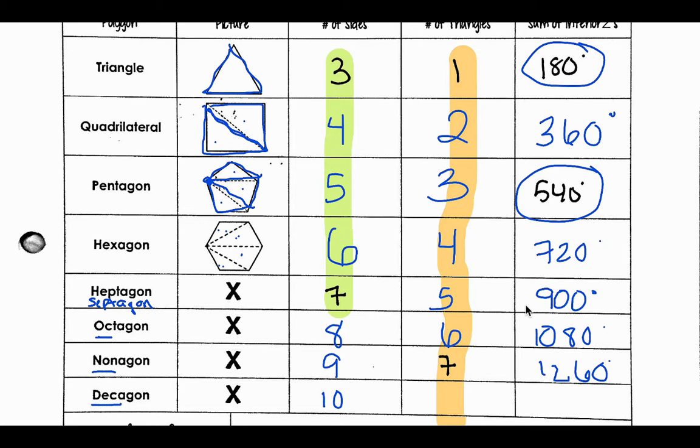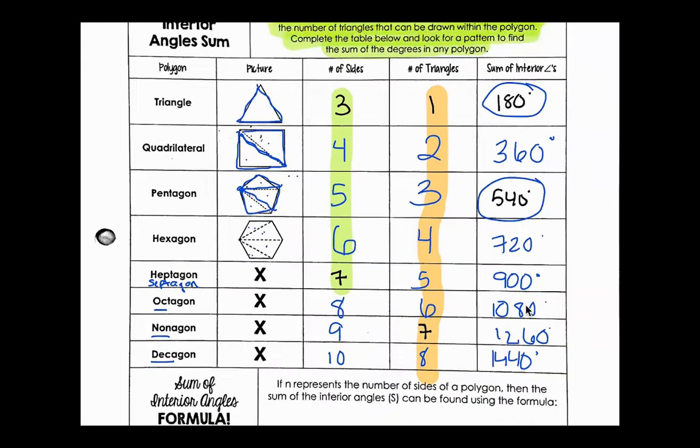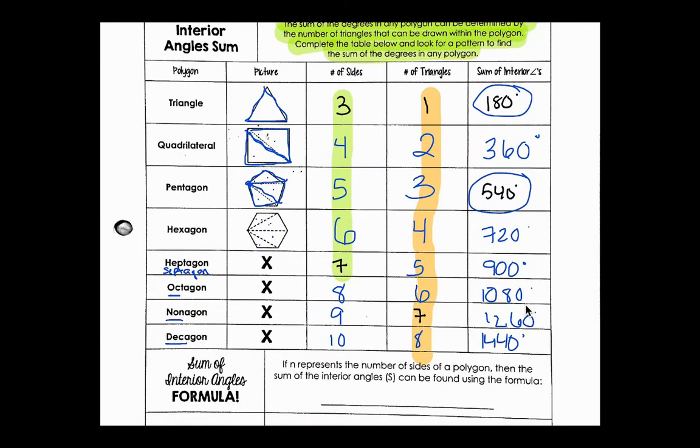My decagon is a 10-sided figure. Deca means 10. Think about decimal places, and the decimal system is all increments of 10. That's going to have 8 different triangles in it. Again, don't believe me, pull up a picture of one. And so when I multiply that by 180, I get 1440 degrees.